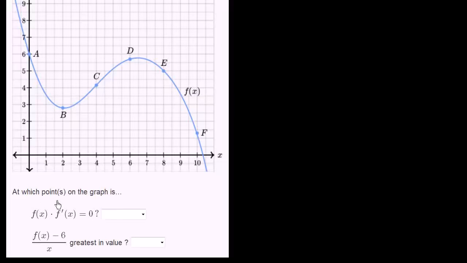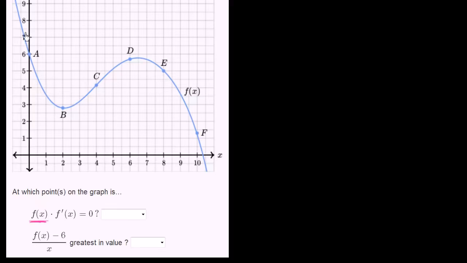We're asked, at which points on the graph is f of x times f prime of x equal to 0? So if I have the product of two things and it's equal to 0, that tells us that at least one of these two things needs to be equal to 0. So first of all, let's see, are there any points where f of x is equal to 0?